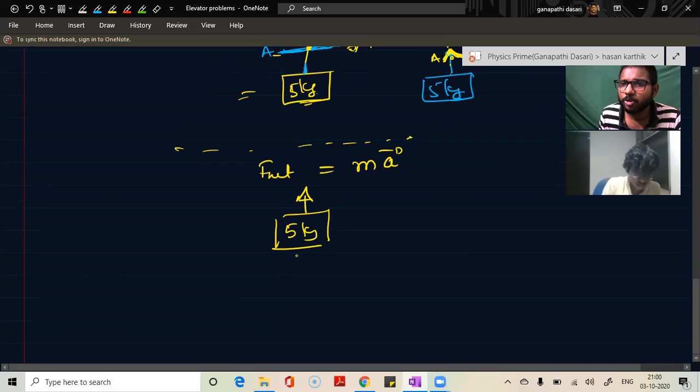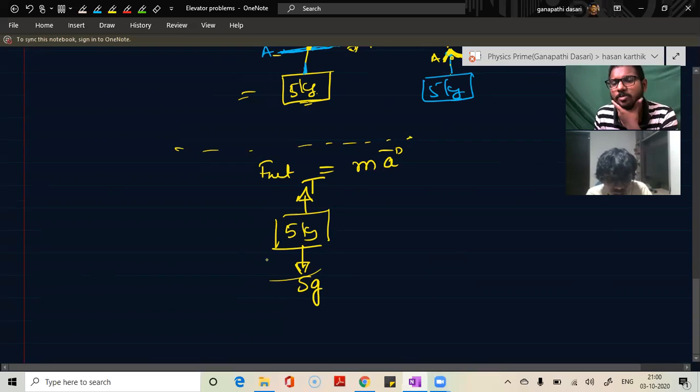Now gravity, should there be any contact for gravity? Not required. No contact is required, but gravity will act or not? Will act, sir. Weight will act. In which direction? Downwards. Are there any other forces acting on this block? No, sir. Then net force, T upwards positive I am taking.